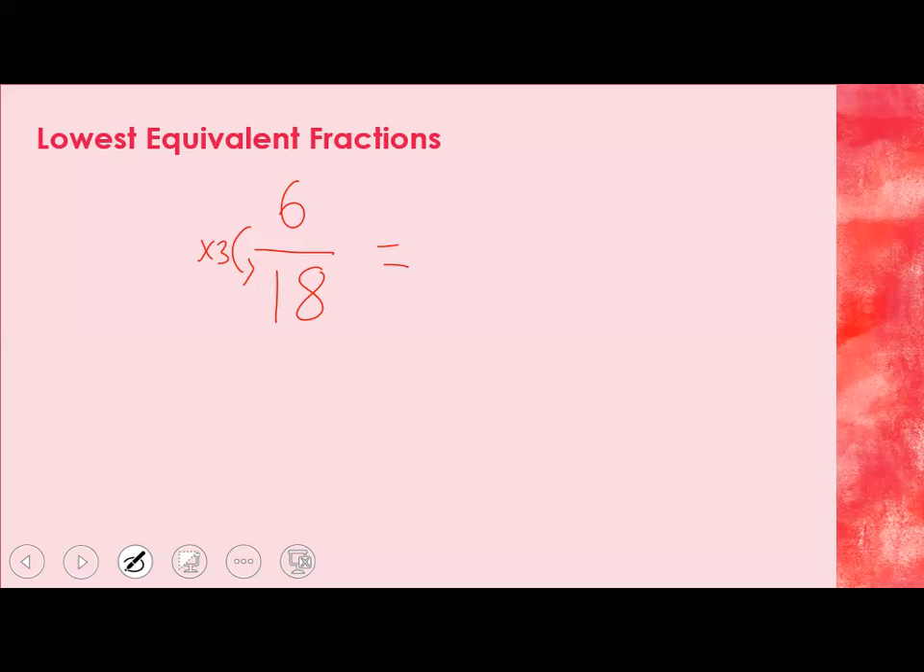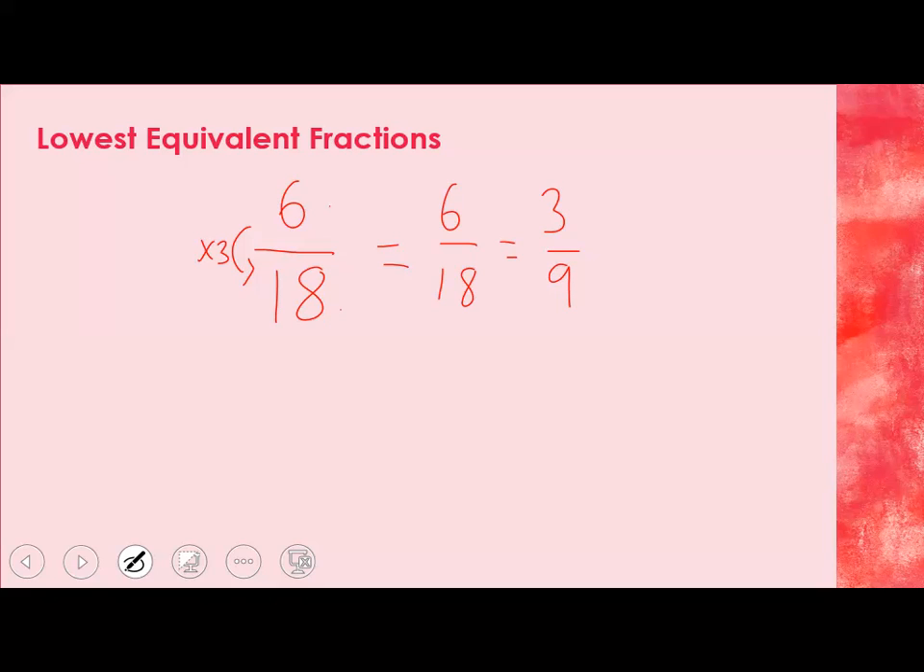Okay, what I need to do is work out what number I can divide both 6 and 18 by. So I could divide them both by 1. That's going to give me the answer 6/18 again. Not particularly useful. I haven't made it any smaller. So what else could I divide them by? I could divide them by 2. That's going to give me the answer 3/9.